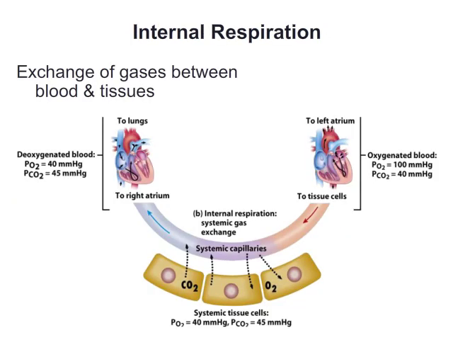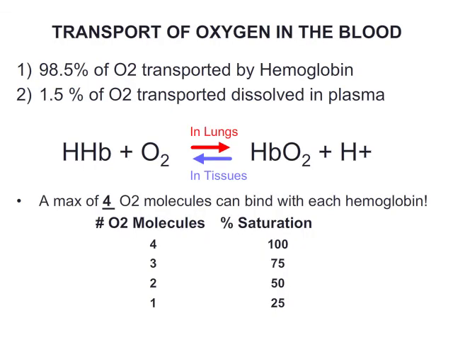So in comparison to external respiration, which happened between the alveoli and the pulmonary capillaries, the process of internal respiration is much simpler. Remember that internal respiration is the exchange of gases between the systemic capillaries and the body tissues. Because carbon dioxide is more abundant in the body tissues, it tends to diffuse from the tissues into the systemic capillaries. And because oxygen is least abundant in the tissues, it tends to diffuse from the systemic capillaries back into the tissues.